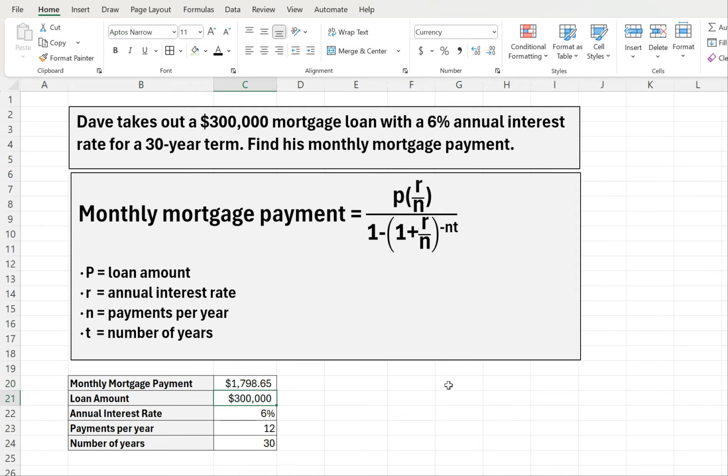So this is the entire formula that you can use to calculate the monthly mortgage payment. So let's hit enter, and we'll see that the monthly mortgage payment is $1,798.65. And I'll go ahead and highlight this just to make it obvious that this is the answer. But that is how you can calculate a monthly mortgage payment if you know the loan amount, the annual interest rate, the number of payments per year, and the total number of years.